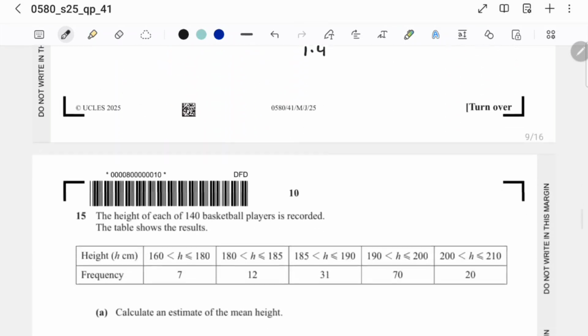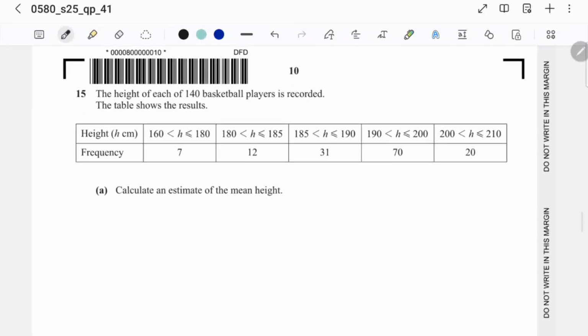Okay. All right, now go to the next question, question number 15. In question number 15, it is calculate an estimate of the mean, and the grouped data is given. You know that the mean is the sum of fx divided by the sum of f. Okay, I'm just writing down the numbers in the table. For x, we need to find out the midpoint. Midpoint means 160 to 180, it's 170 in the middle.